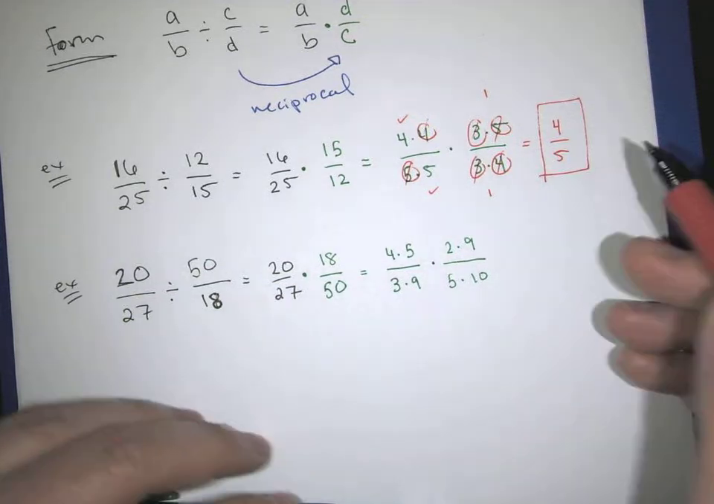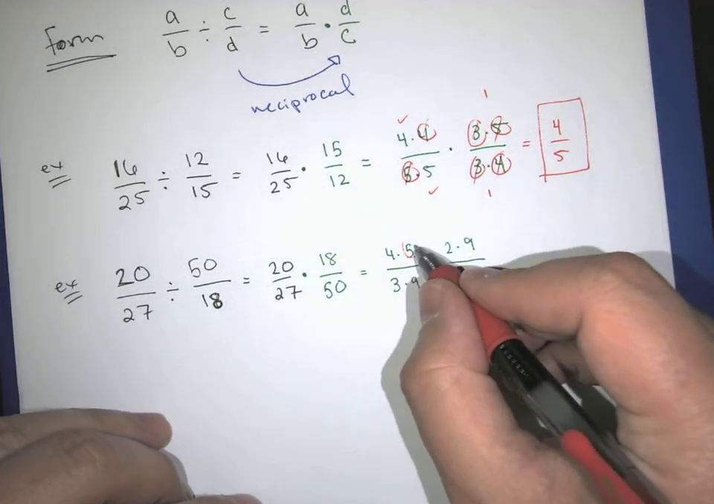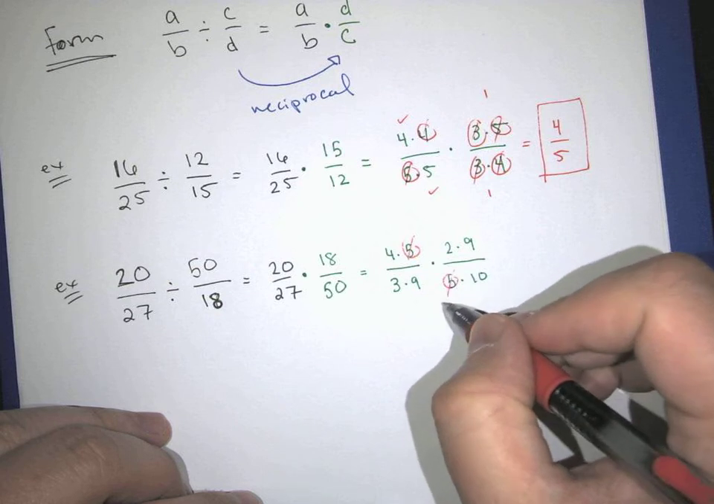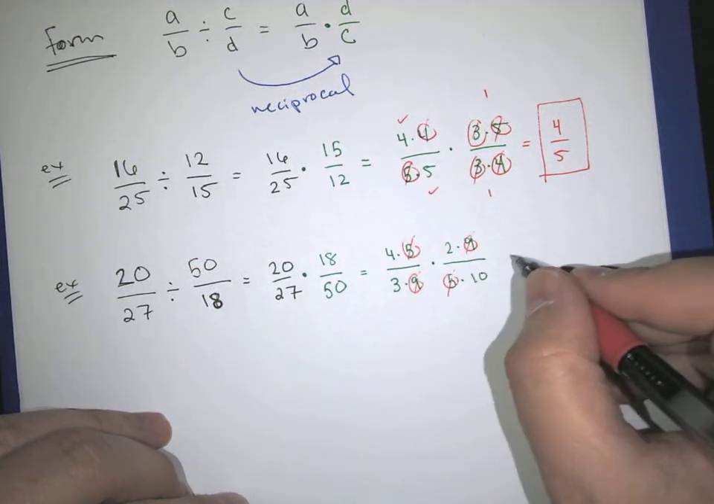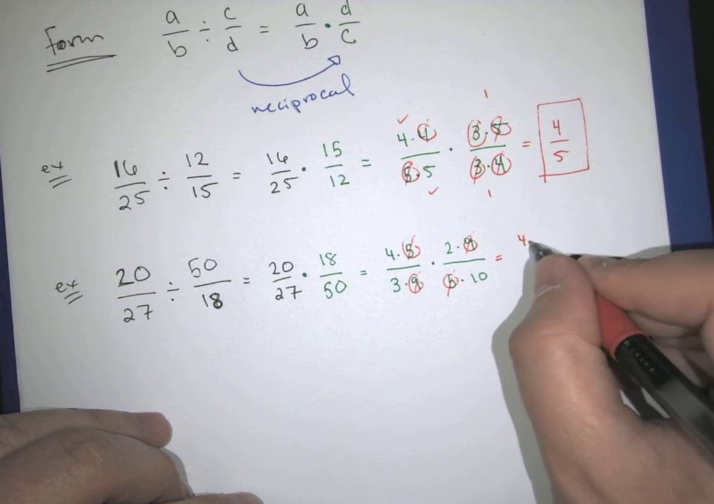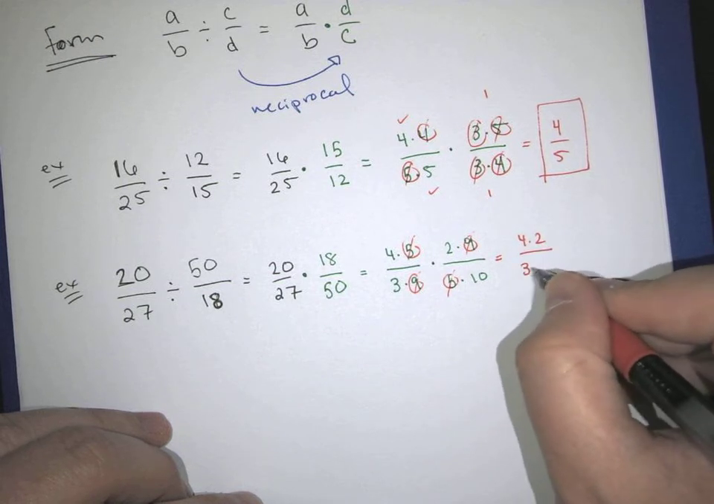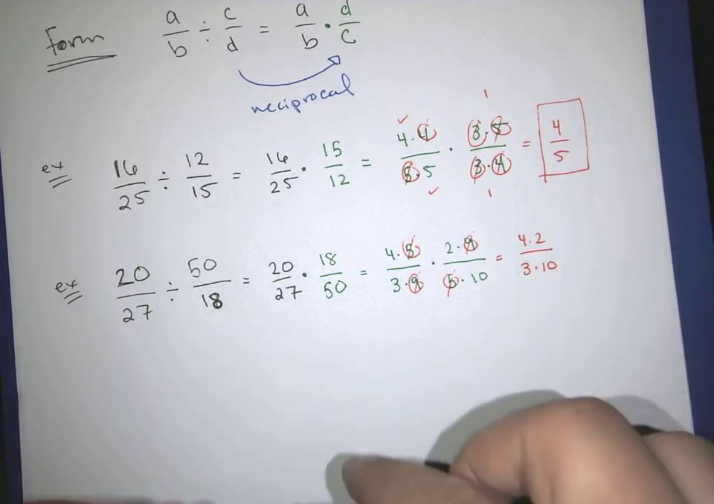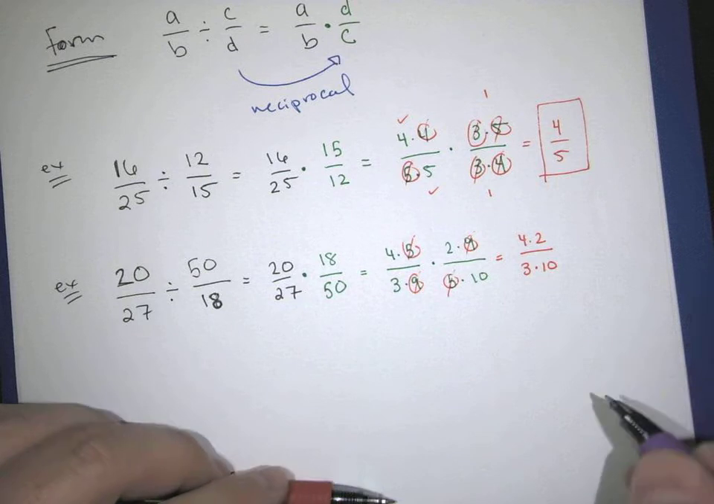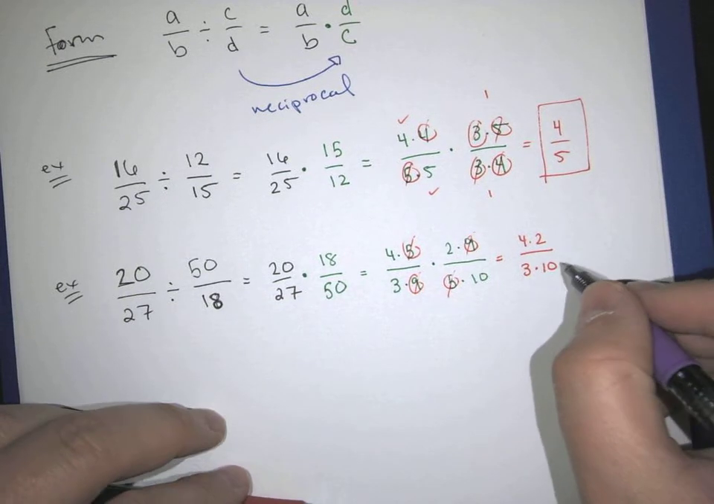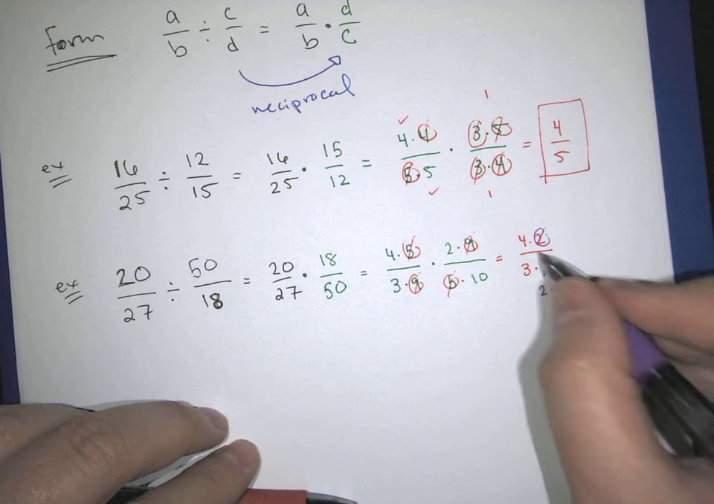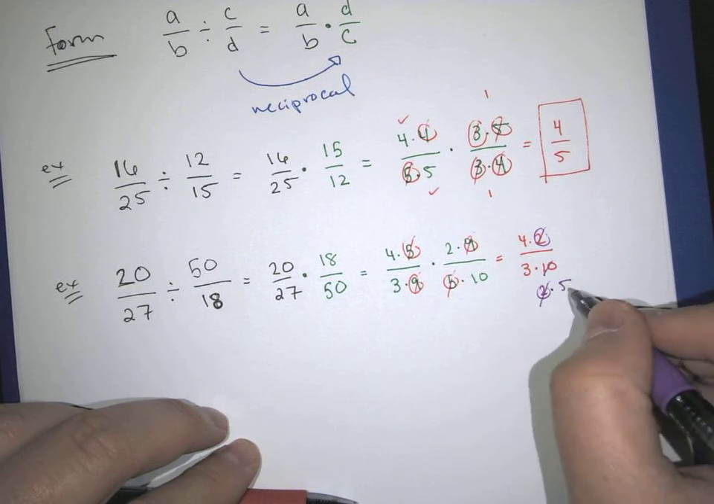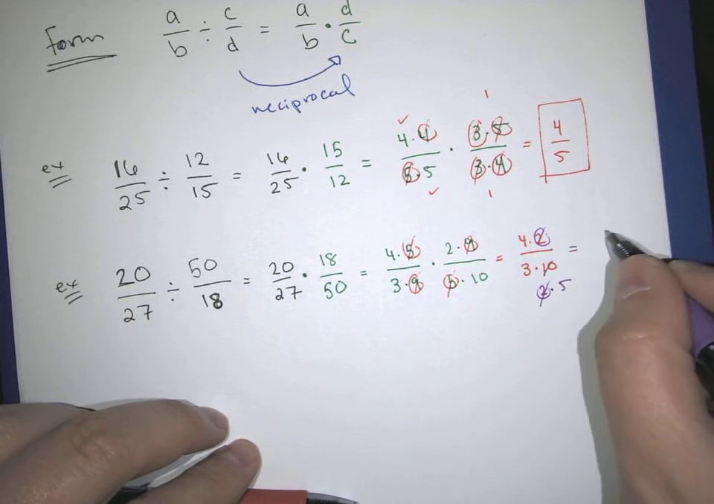There's still some stuff here that could reduce, but let's just start with this and then go from there. 5 and 5, 9 and 9. What are we left with? 4 times 2, 3 times 10. So we could do 10 is 2 times 5, and then I could do 2 here and 2 here, 3 and 5, and then 4. That's going to kind of be it, right?